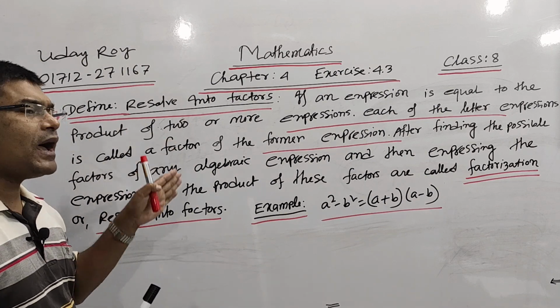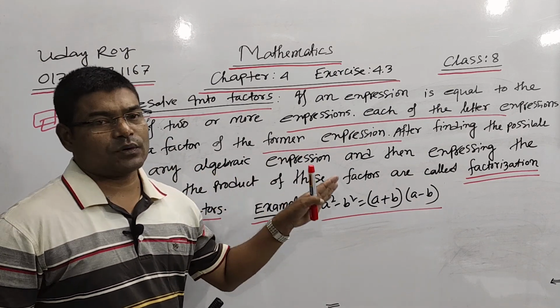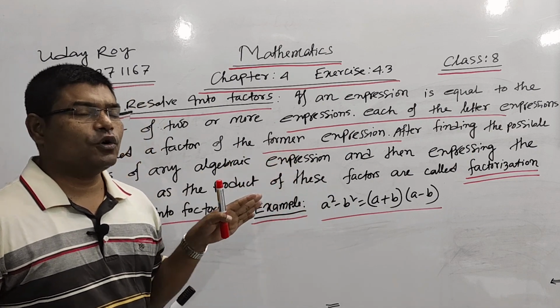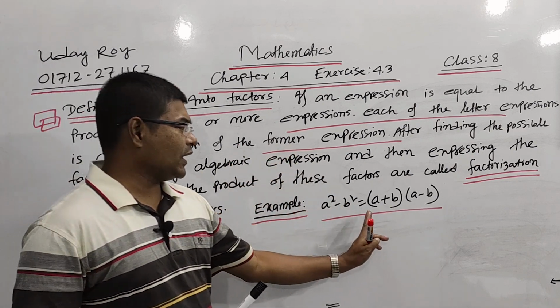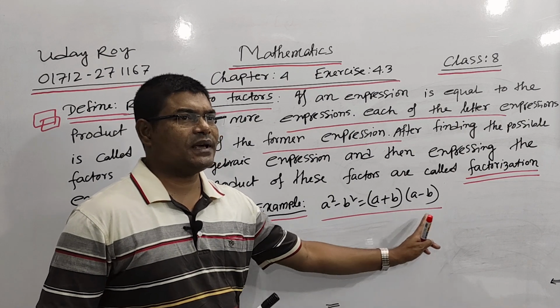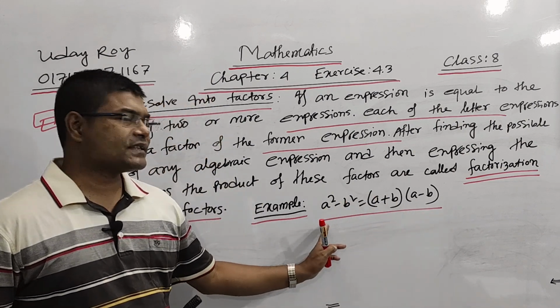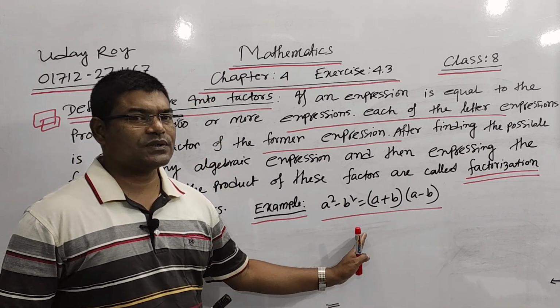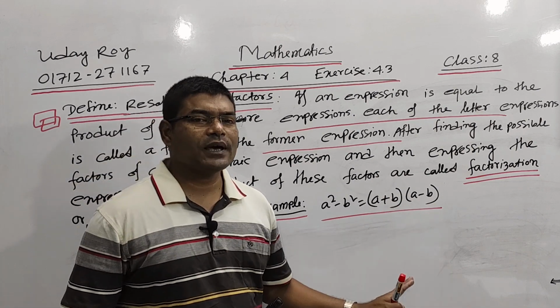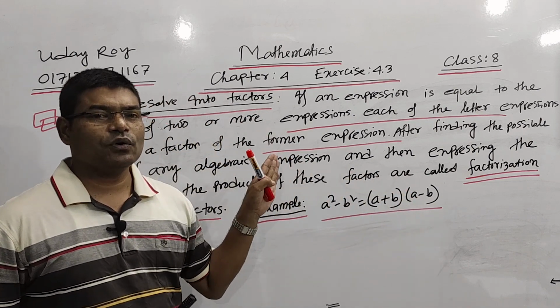Okay, so we have learned what is called factorization or resolve into factors. Product of two expressions: here is (a plus b) into (a minus b). Here is a square minus b square. So a square minus b square equals (a plus b) into (a minus b). This is the resolve into factors.